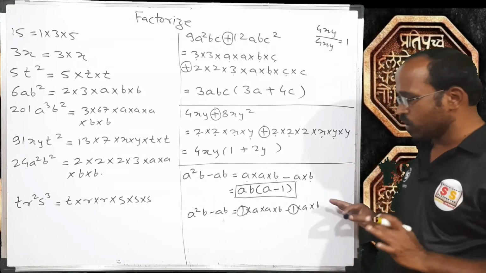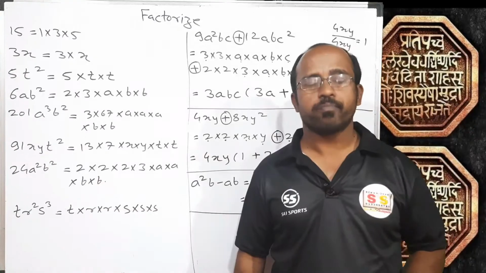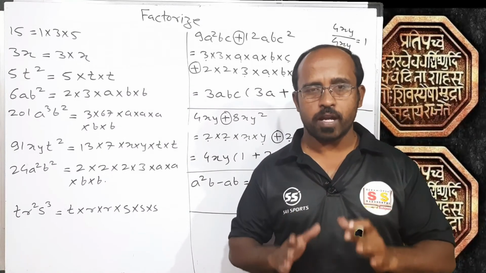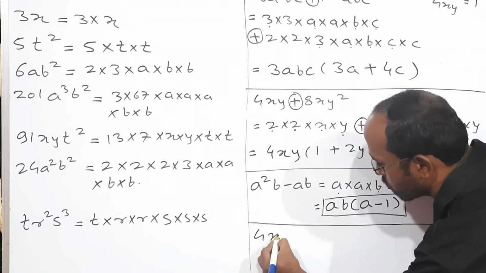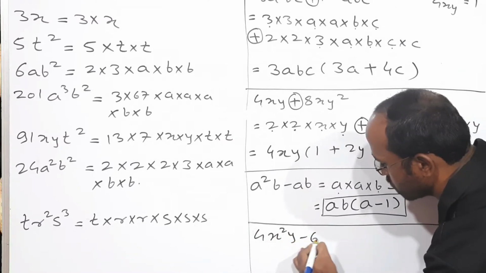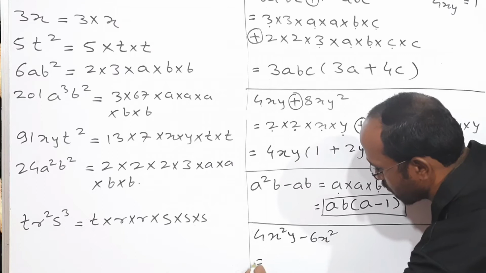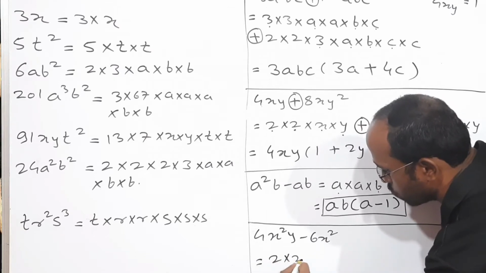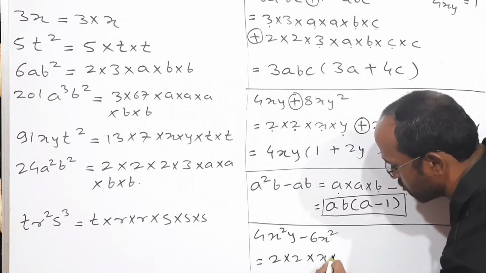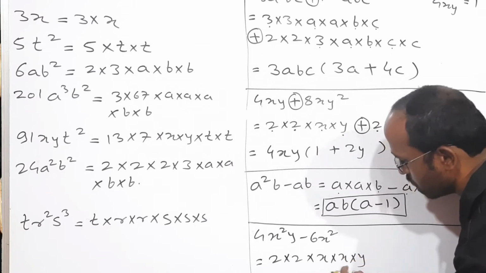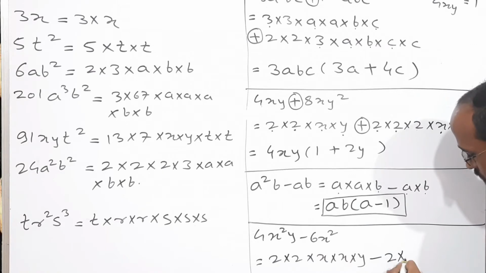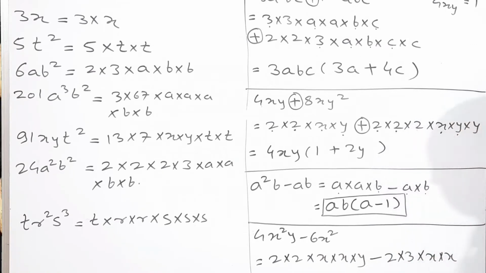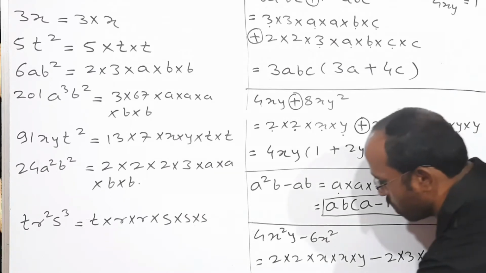Okay, students. So let us see the final example of this type. Example is 4x square y minus 6x square. Let's factorize it. 4 is equal to 2 multiplied by 2 multiplied by x square, x multiplied by x, multiplied by y. Done. Minus 6 is 2 multiplied by 3 multiplied by x square, which is x multiplied by x. Clear up to this? Now let's take common.